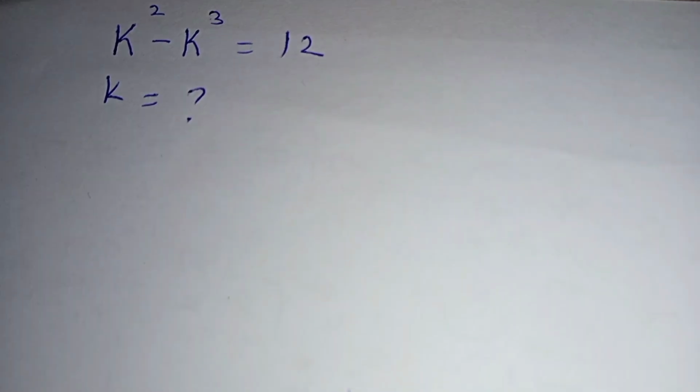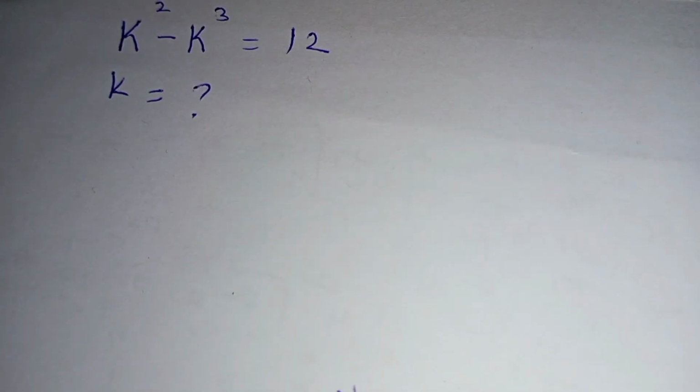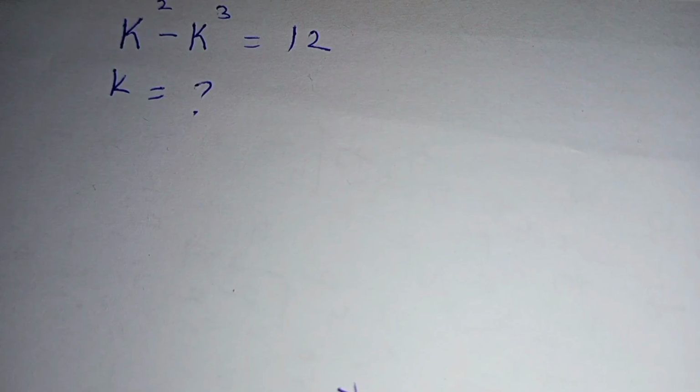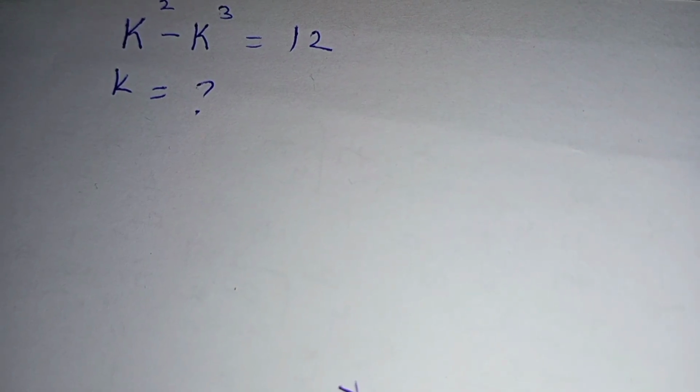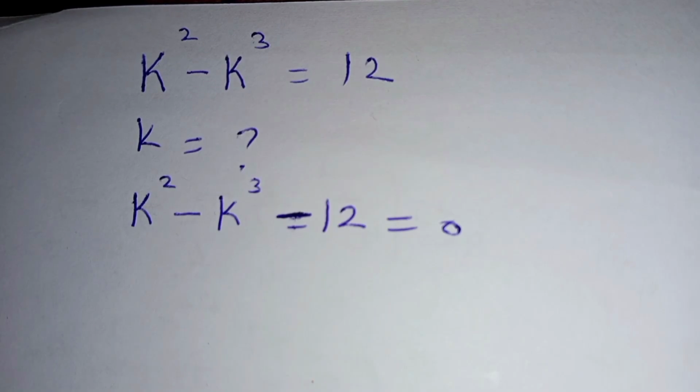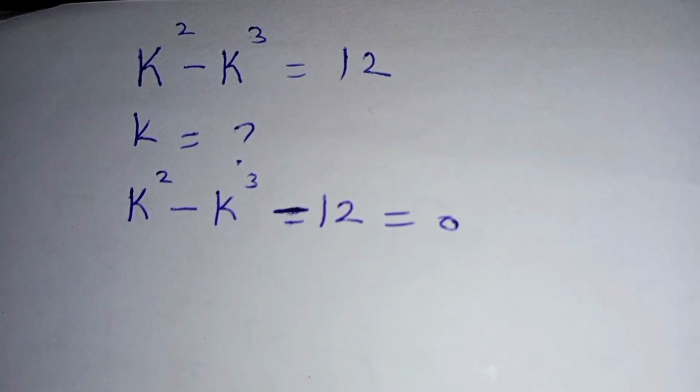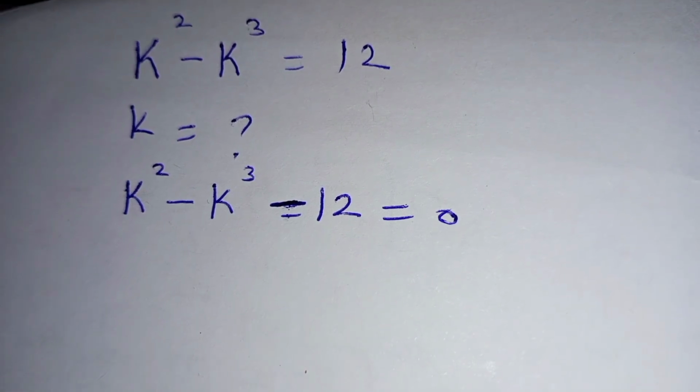What is the value of k? We begin by taking 12 to the left, and on the right hand side we will be left with 0. k squared minus k cubed minus 12 is equal to 0. 12 can be written as 4 and 8.